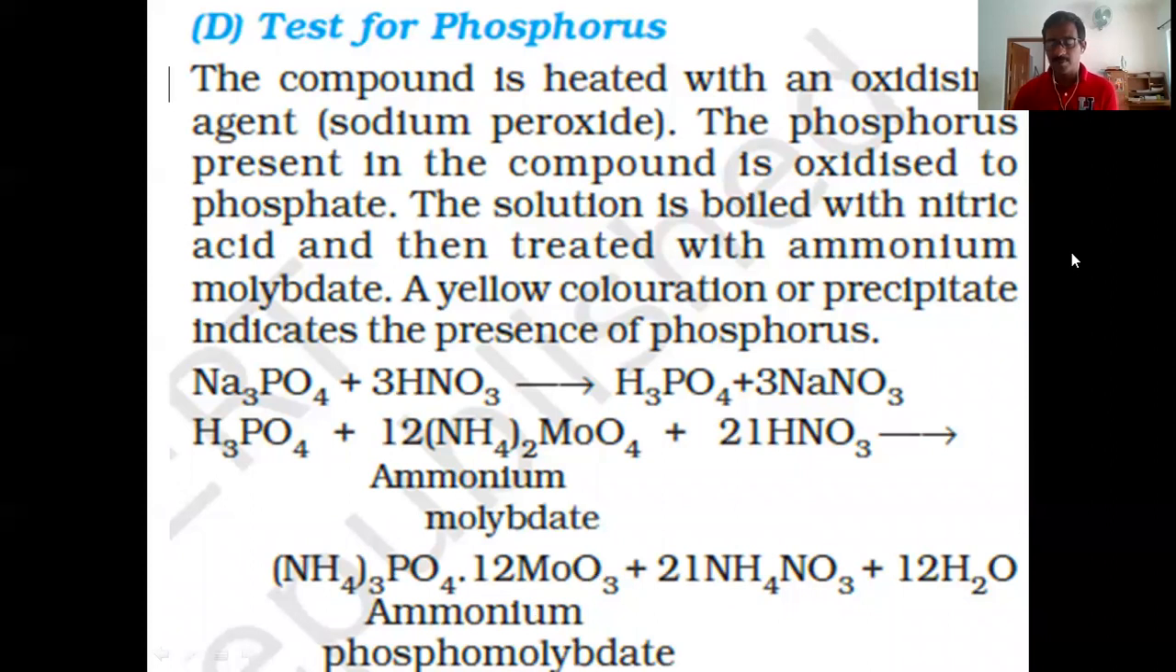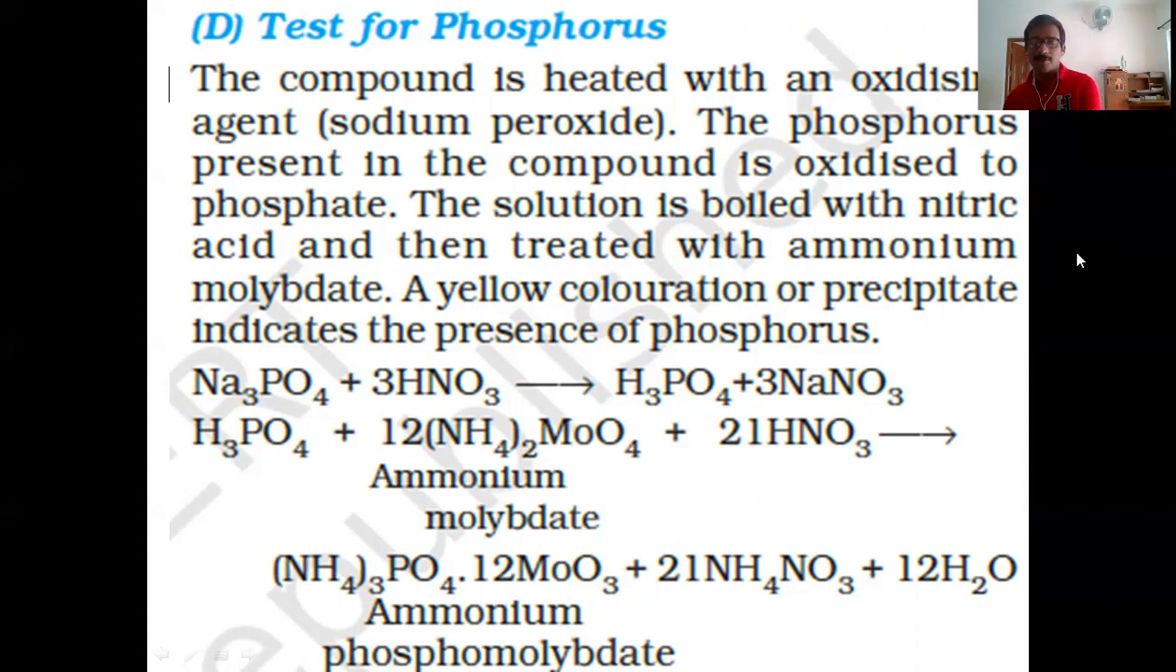Next, test for phosphorus. Here we are not using the sodium fusion extract directly. We take the organic compound and heat it with sodium peroxide, or fuming nitric acid can be used. Then the phosphorus present in the compound will be converted to phosphoric acid. That phosphoric acid, when treated with ammonium molybdate, will form yellow colored ammonium phosphomolybdate. That yellow color indicates the presence of phosphorus. So what is the test? Heat the organic compound with sodium peroxide or fuming nitric acid, then add ammonium molybdate to it. If you get a yellow precipitate, that indicates the presence of phosphorus.